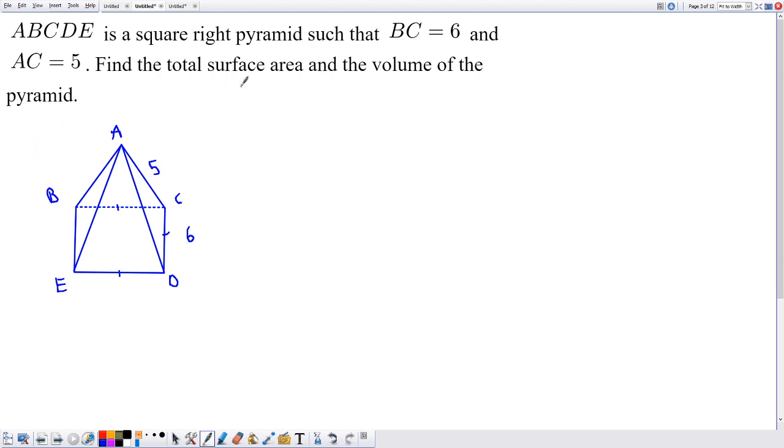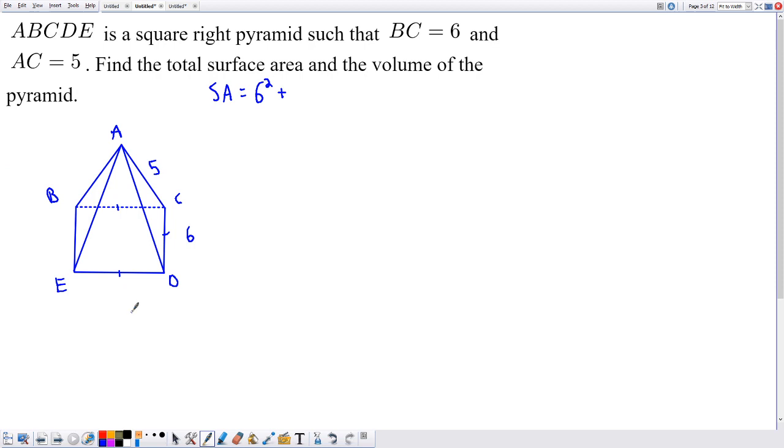Let's find the total surface area and the volume of the pyramid. Well, let's start with surface area. That's the area of all the faces of the pyramid. The easiest one to find the area of would be the base, the square base. Since it's a square and we know the side length, we just take the side length squared. Now we need to add that to the area of each of the triangles.